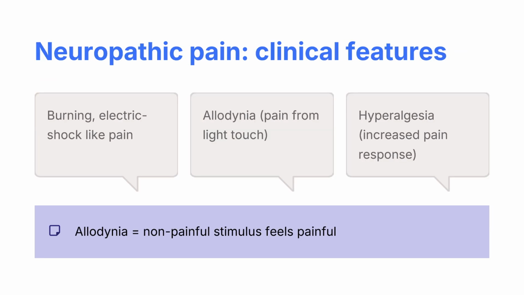Neuropathic pain presents as a burning, electric shock-like pain, allodynia, and hyperalgesia. Okay, allodynia means even a light touch will cause pain. Hyperalgesia means an increased pain response: even if you give a very small pricking sensation or any pain stimulus, it will be aggravated and felt more by the patient.